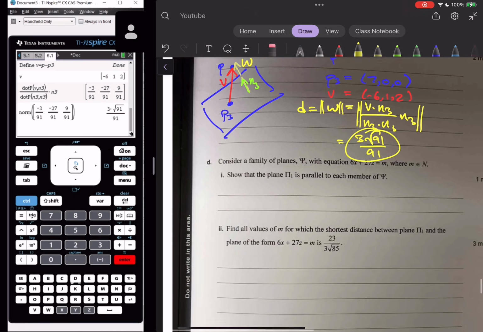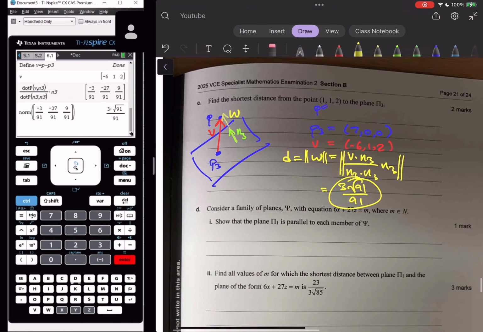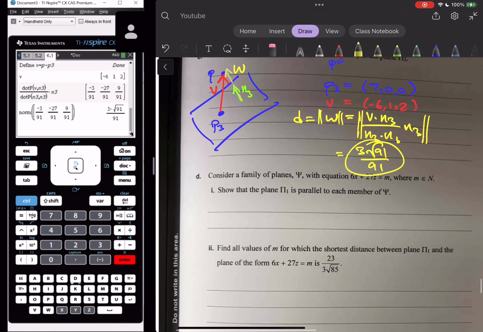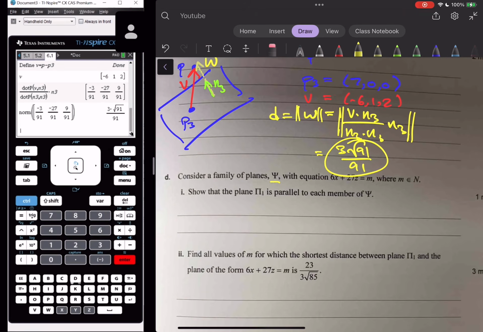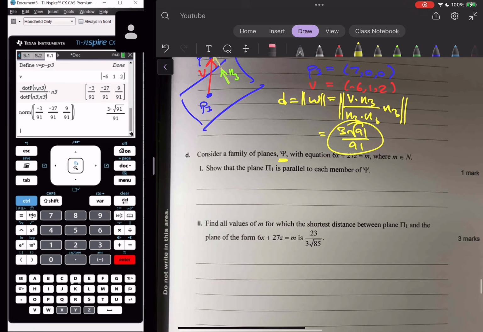Okay, consider the family of planes psi. That's the first time I've seen this Greek letter in a VCE exam. With equation, I can't even read the equation now. It's 6x plus 27z plus m. Show that the plane pi1 is parallel to each member of psi.